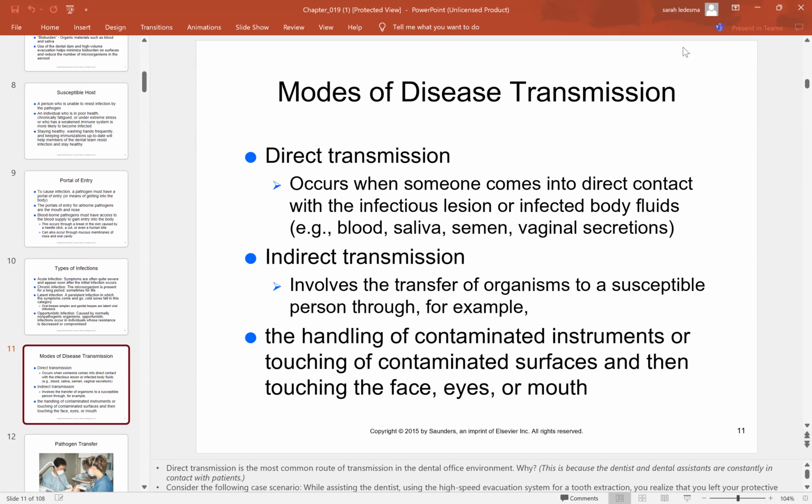Modes of disease transmission include direct transmission. So this occurs when somebody comes in direct contact with the infectious lesion or infected bodily fluids. Indirect transmission involves the transfer of organisms to a susceptible person through, for example, the handling of contaminated instruments or touching a contaminated surface and then touching your face, eyes, or mouth.